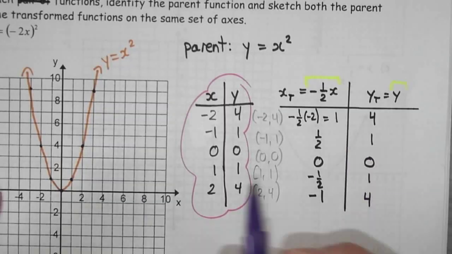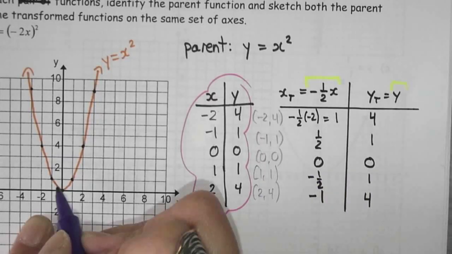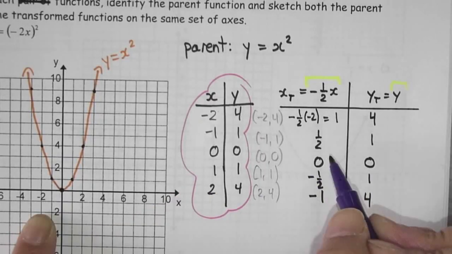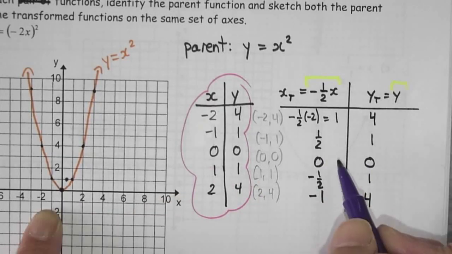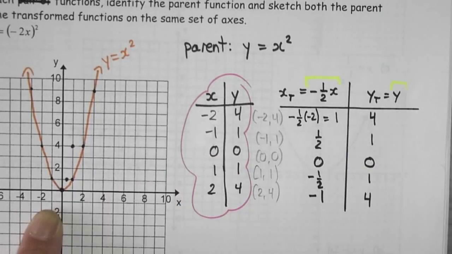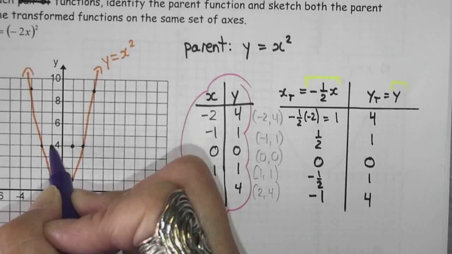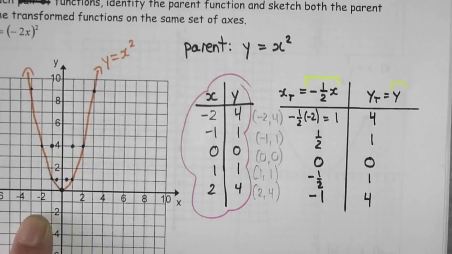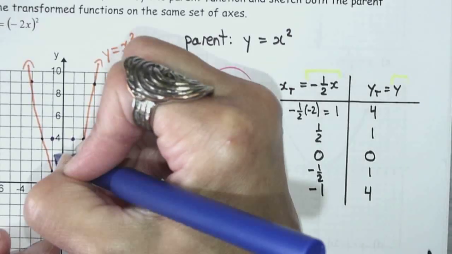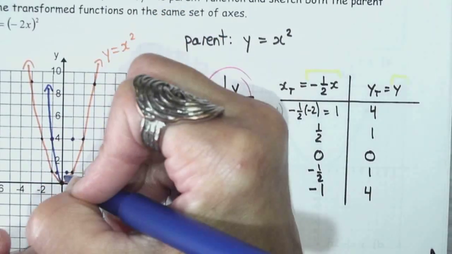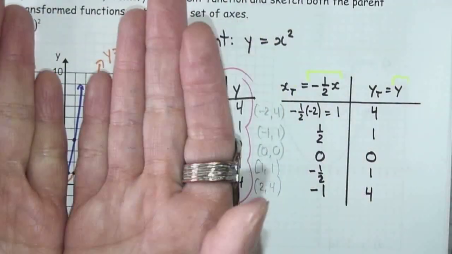we go, my vertex is still at 0, 0. Look, my vertex didn't change. The vertex is the vertex. 1/2, 1, so 1/2 is now 1. At 1 it's at 4, at -1/2 it's at 1, and at -1 it's at 4. And when you graph this, I'll use a dark blue. You can see it's half as wide.